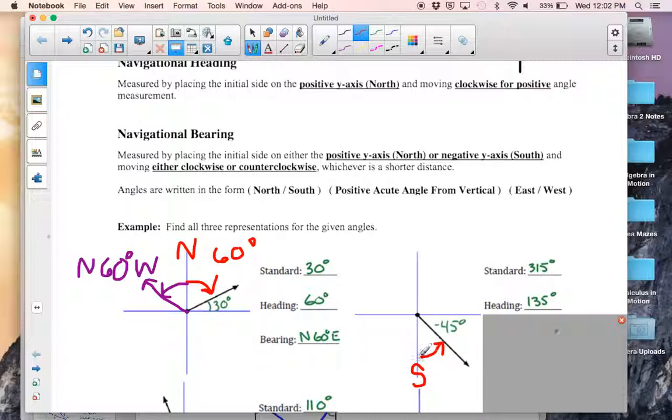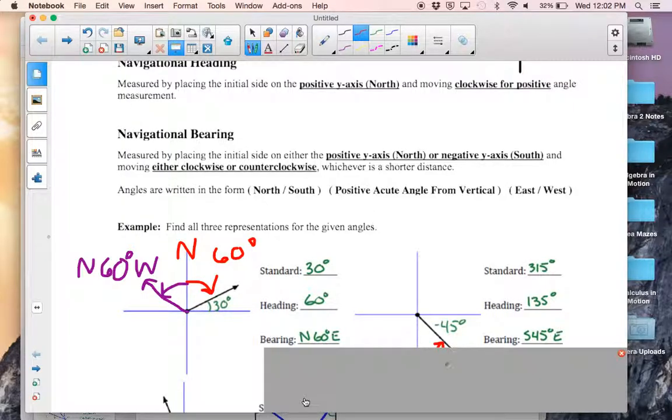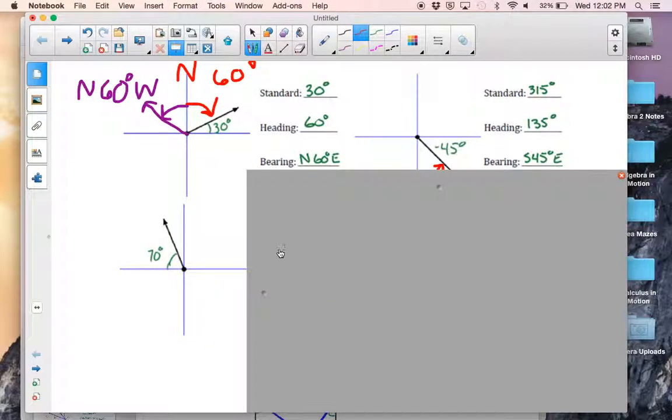So we start out with south, and then you have to travel east. How many degrees do you have to travel east to get to this directional arrow here? Well, 45 degrees. So you're going south, 45 degrees east. That's your bearing. So heading starts at north, bearing starts either north or south, and then goes either east or west from there. Okay, two more examples.